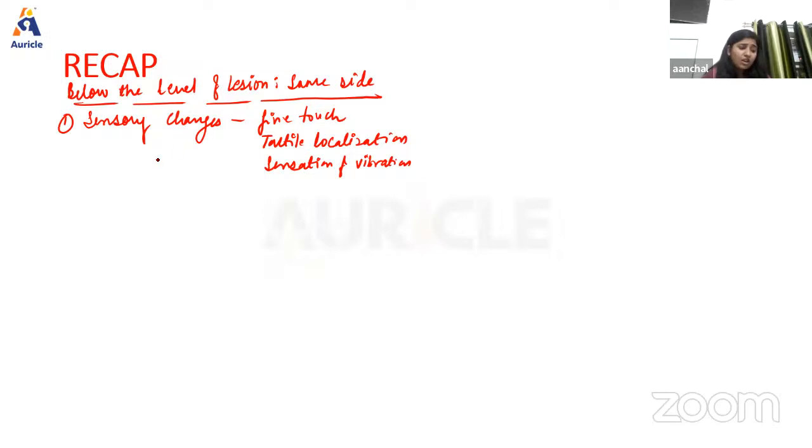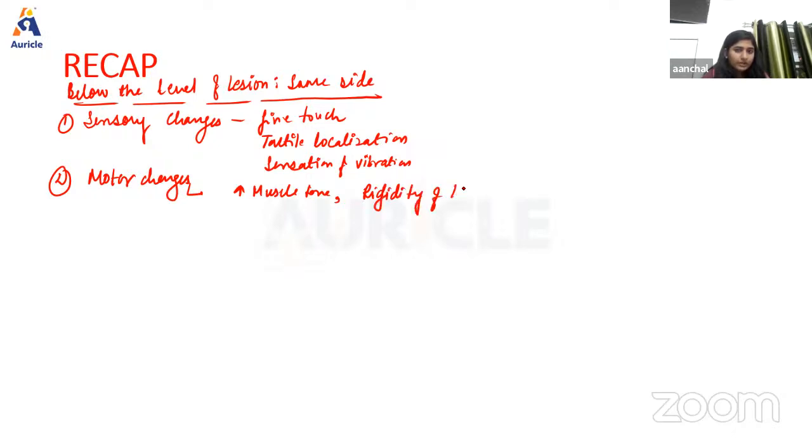Now, next we have the motor changes. The motor changes resemble the effect of upper motor neuron lesions. For example, there will be increase in muscle tone, leading to spastic paralysis also, rigidity of limbs can occur. Also, muscle wastage usually does not occur, and the deep reflexes are exaggerated.